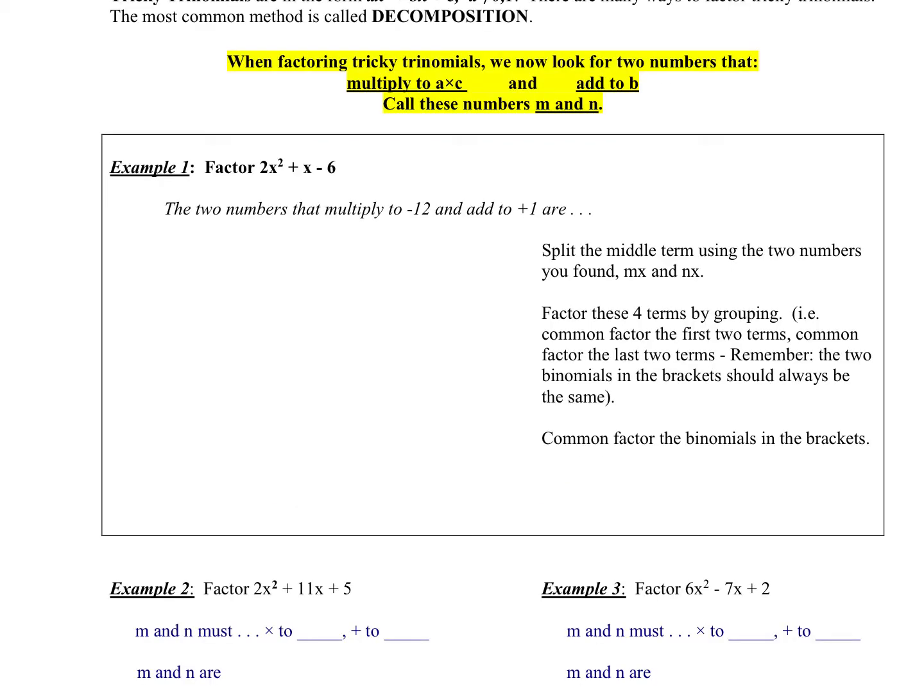The first thing is you want to remember that the coefficient of the middle term is a 1 because there's no coefficient showing. So in order to factor this, you take the first term 2 and the last term -6 and multiply them together. 2 times -6 is -12. You want to find two numbers that multiply to give you -12 and add to give you the middle number of +1. The two numbers that multiply to -12 and add to +1 are 4 and -3.